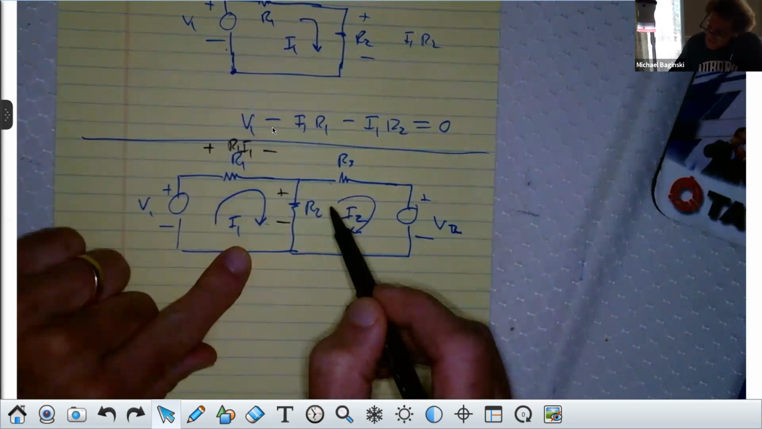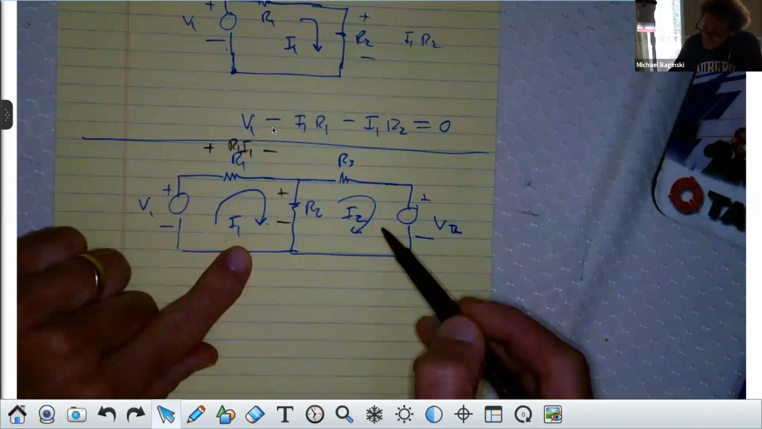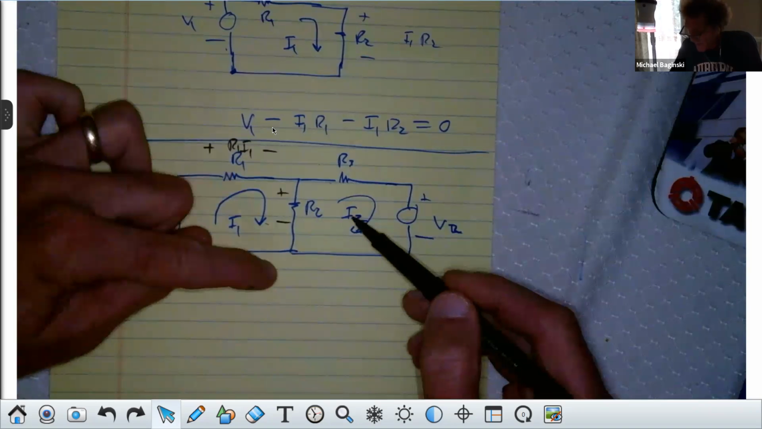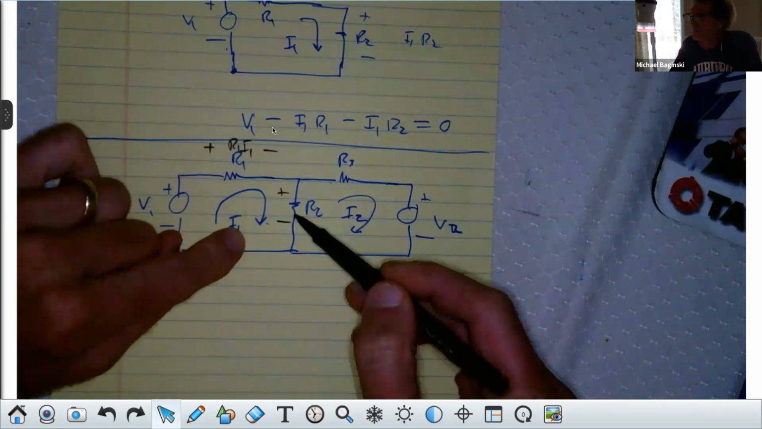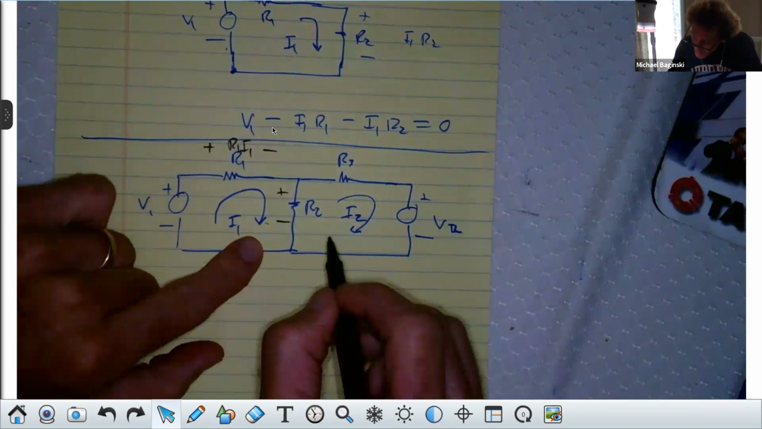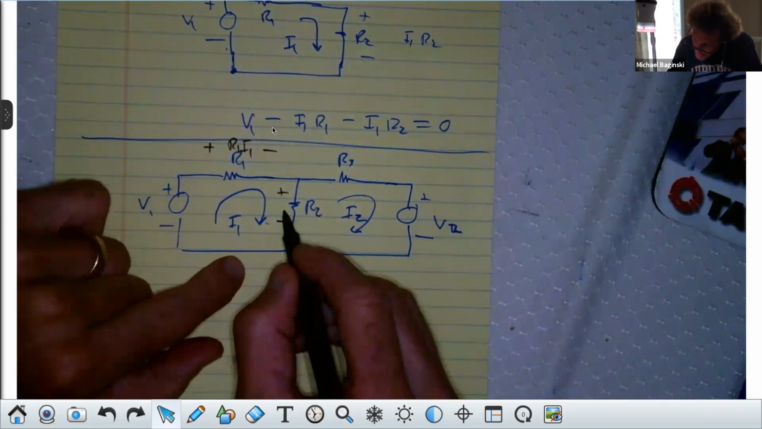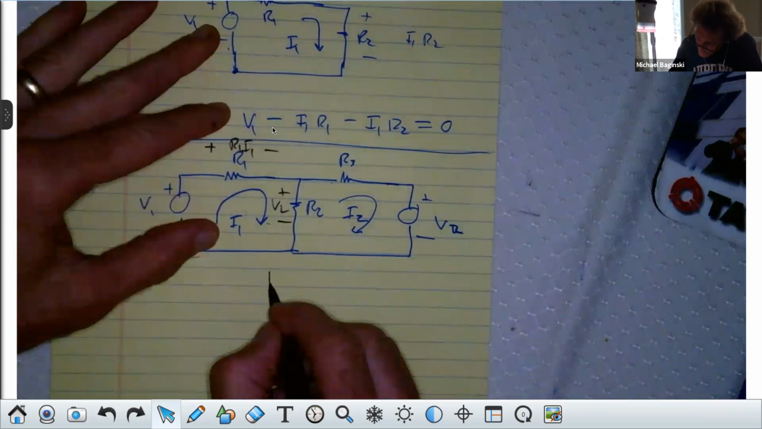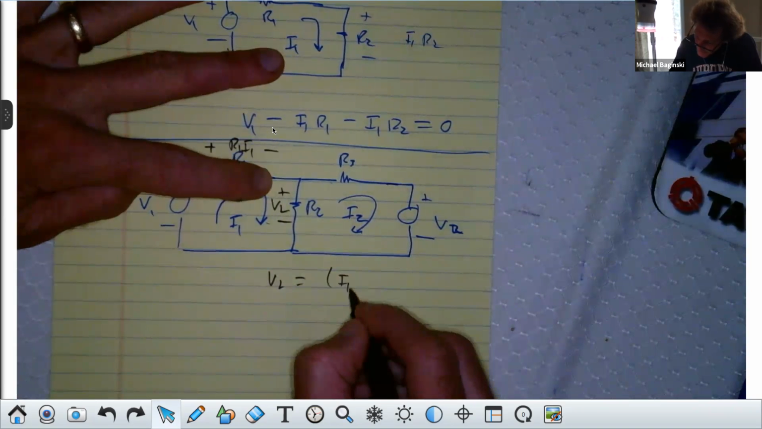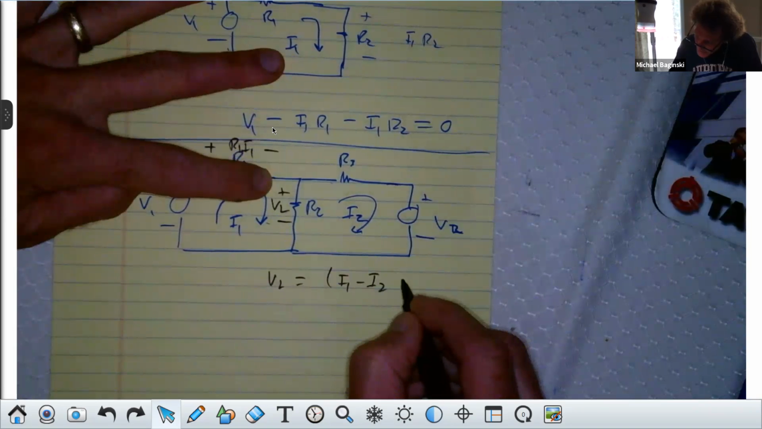Y'all follow me? Because this is called a submesh. Right here is where the two intersect, where you have current going down from this one, but coming up from this one. Do you all see that? Yes. Everybody? So the voltage here would be this voltage. I'm going to just call it V2. V2 there would be equal to the quantity I1 minus I2 times R2.